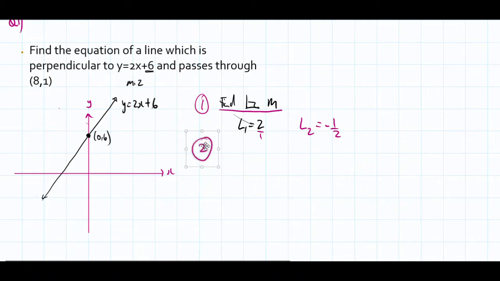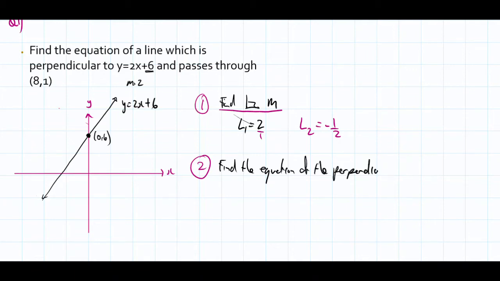Okay, the second step that we need to look at is to find the equation of the perpendicular line. So if I just think about that visually, I know it's going to pass through the point (8, 1). So it's going to be down here somewhere. So the perpendicular line might look something like this. If I just sketch it, the perpendicular line would look something like this. Okay, line 2, the perpendicular line.